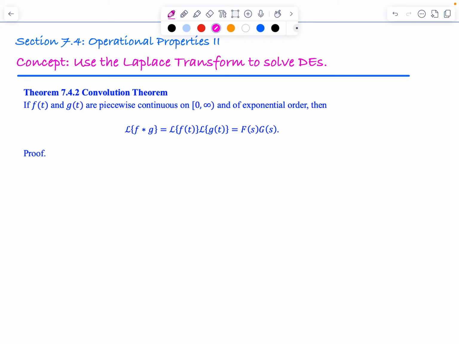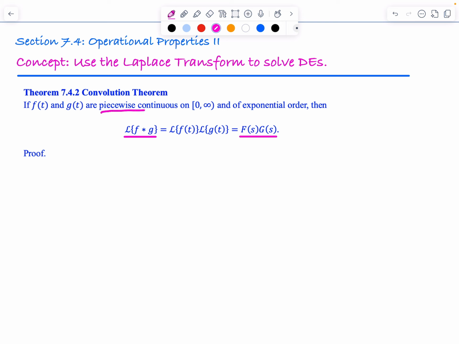In this video, we'll continue our discussion of section 7.4. This is the convolution theorem. So this is making the process of the last video simpler for us. What this says is if I want to take the Laplace of a convolution, then I could just multiply each function's Laplace transforms.